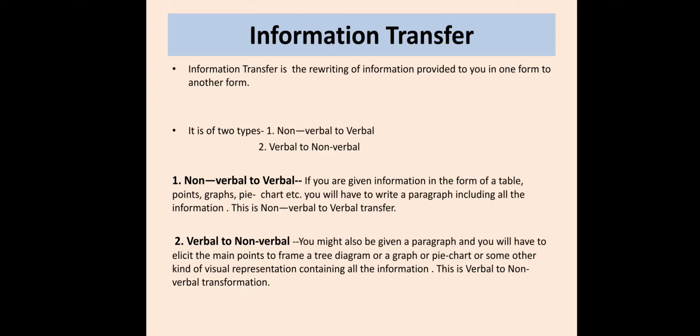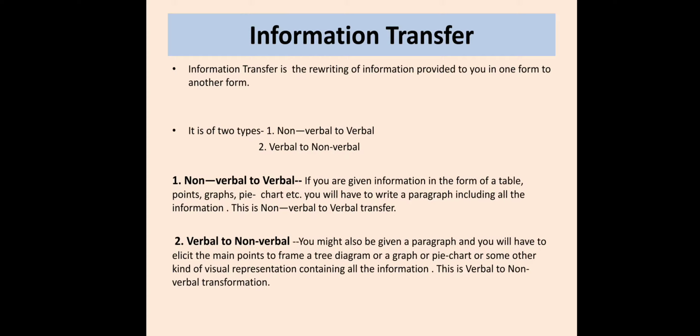We will see what is the meaning of non-verbal to verbal information transfer. If you are given information in the form of a table, points, graphs, pie chart, etc., you will have to write a paragraph including all information. This is non-verbal to verbal transfer. That means in the question paper, the information is given in the form of tables, points or graphs or pie charts to you, and you have to compile all that information into the paragraph.